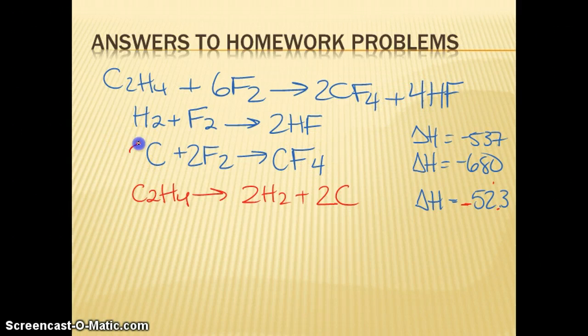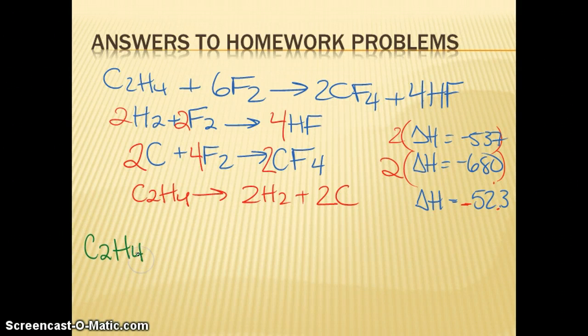to multiply both of these equations by 2, which is going to change these coefficients to 2, 4, and 2, which then I need to multiply my delta H by 2. And then this reaction I'm also going to need to multiply by 2 to match up those HFs. So I end up with 2H2, 2F2, and 4HF.